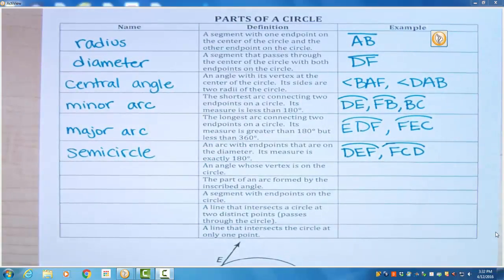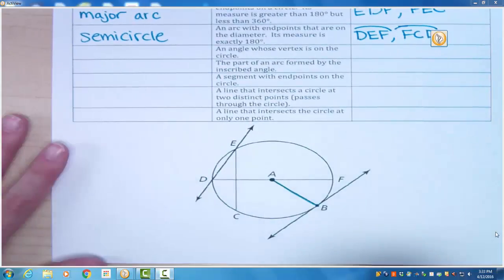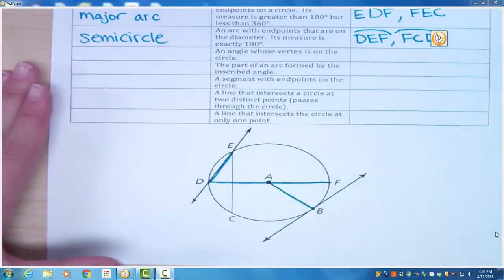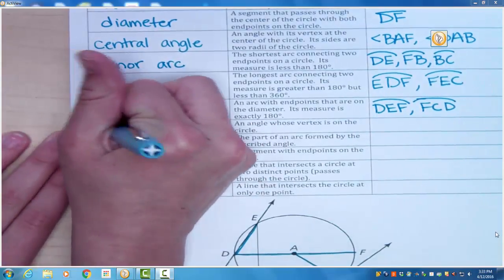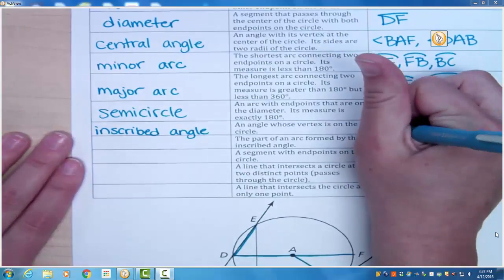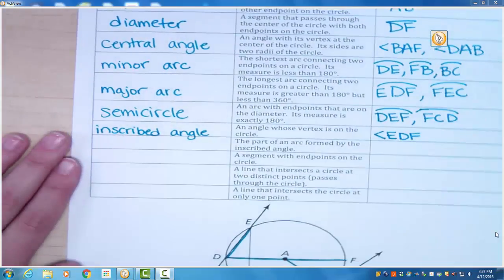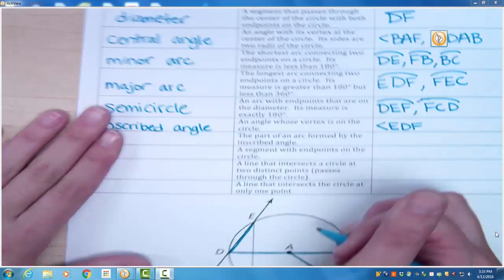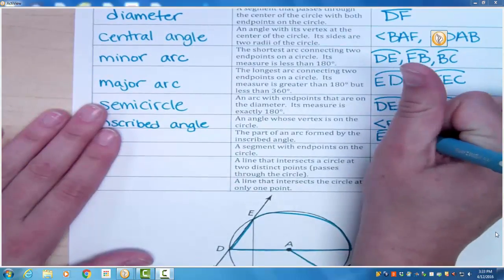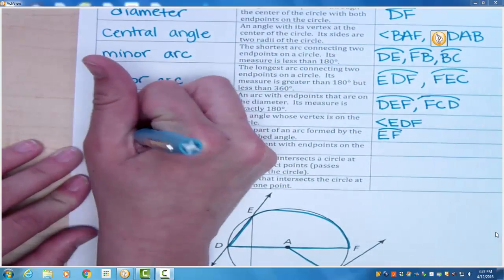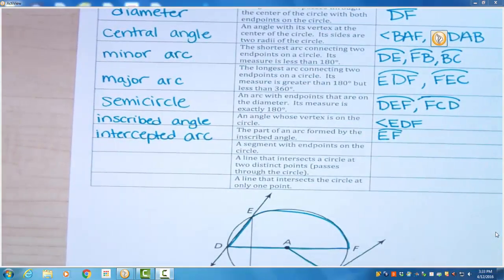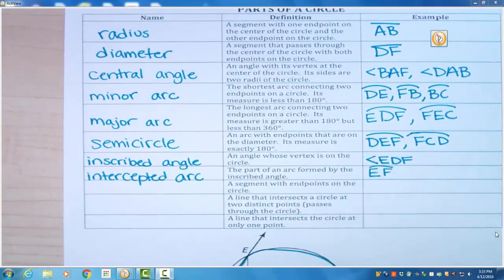All right, an angle whose vertex is on the circle. So an example of this would be this angle here, EDF. We know that when it's on the circle, it's called an inscribed angle. And then the part of the arc that is formed by the inscribed angle, that would be arc EF in this case. It's called an intercepted arc. All right, so right now those are all the ones that we've gone over so far in this class or that you know from previously.